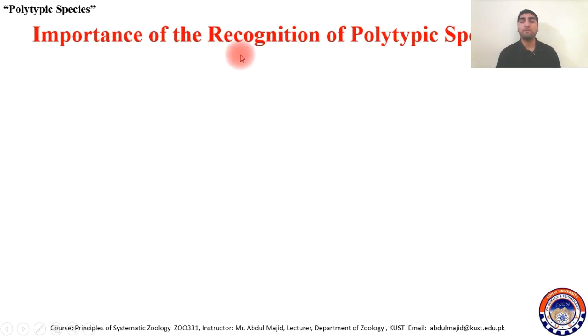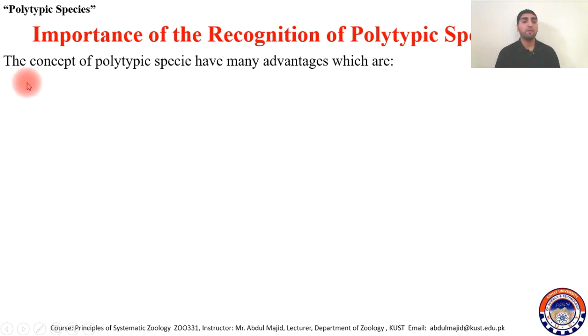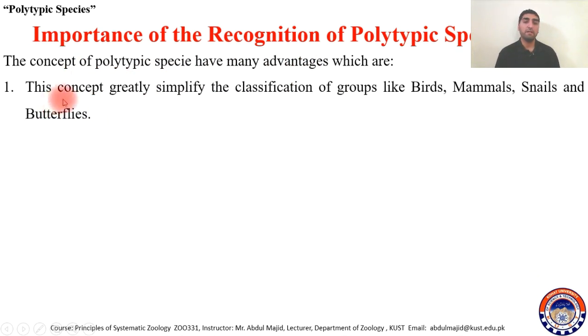Now, the importance of the recognition of polytypic species taxa. What is the importance? Why is it important in taxonomy to use or to introduce this taxa? The concept of polytypic species has many advantages. For example, this concept greatly simplifies the classification of groups like birds, mammals, snails, and butterflies.